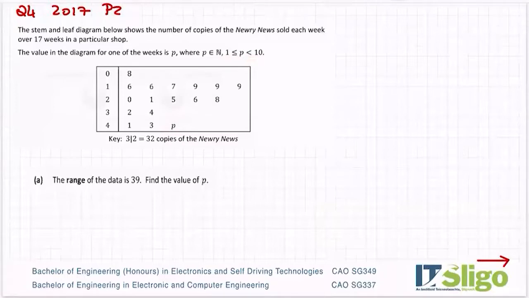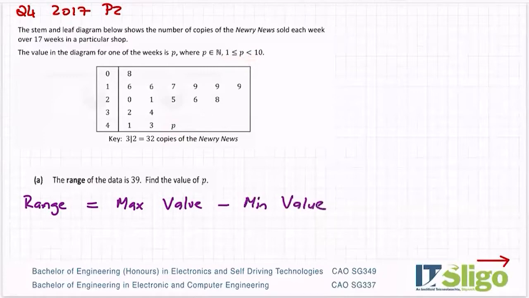So when they give you this, can you get the formula down? The first thing I would write down is range equals max value minus the min value. Our max value is P. Our min value is 8, our smallest value there is 0|8, which is 8. And it's telling us that the range is 39.